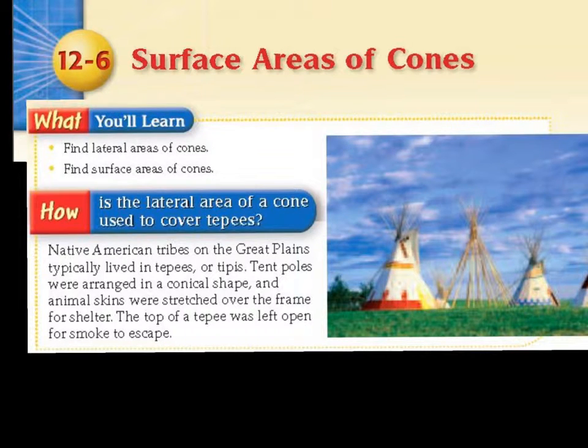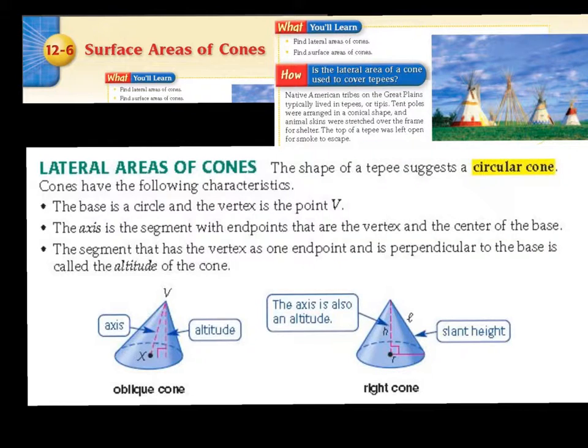Native American tribes on the Great Plains typically lived in teepees. Tent poles were arranged in a conical shape, and the animal skins were stretched over the frame for shelter. The top of a teepee was left open for smoke to escape. The shape of a teepee suggests a circular cone.